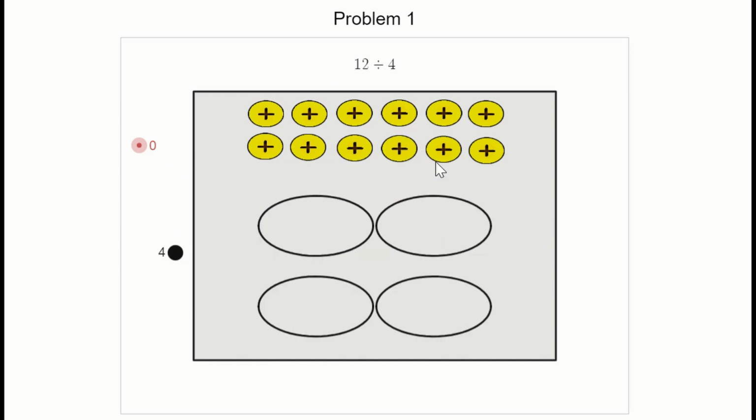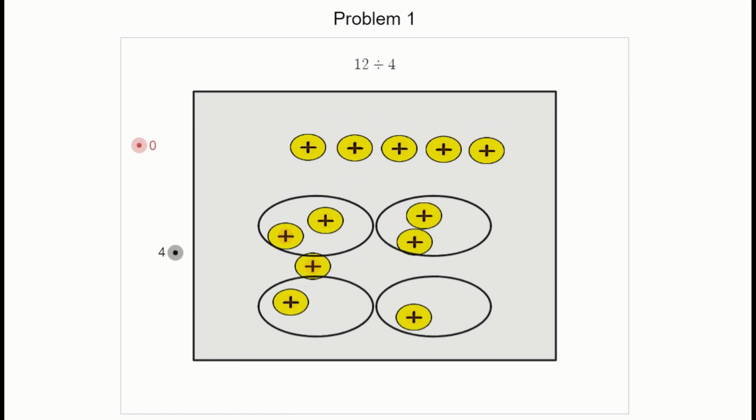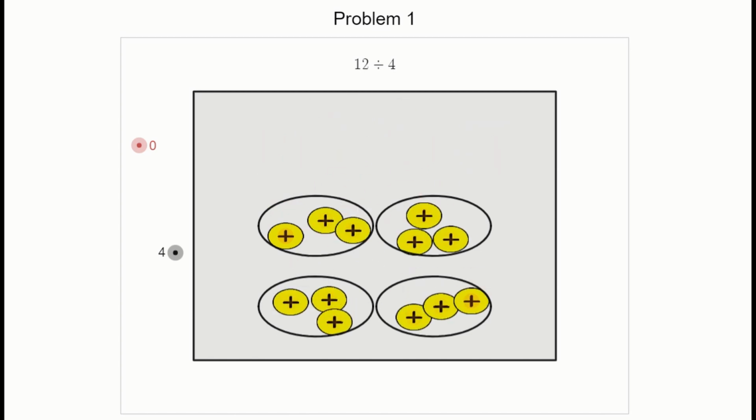And we see that we're starting off with 12 positive chips. So in order to divide this, we're going to evenly sort these 12 chips into these groups. So let's go ahead and do that. So after evenly splitting things up, what's the answer to this division problem? The answer is going to be how many objects are inside one group. So 12 divided by 4, inside one group we have 3 positive chips. So 12 divided by 4 is going to be 3.